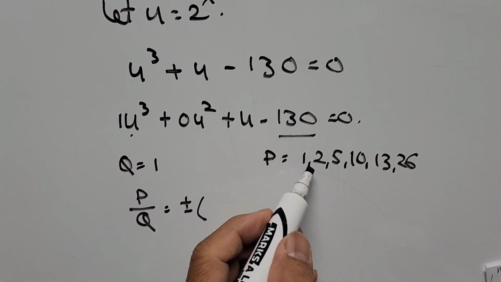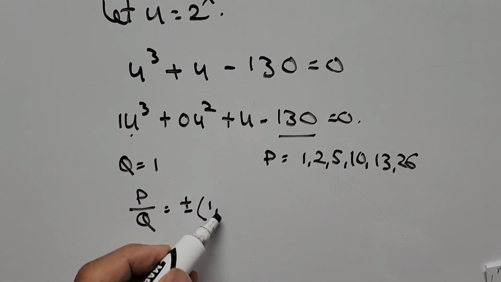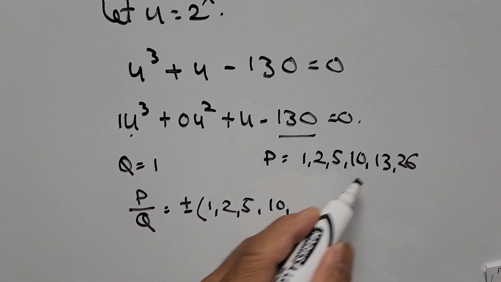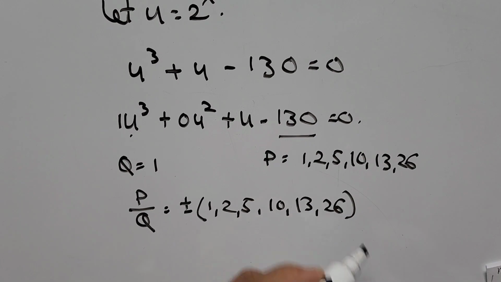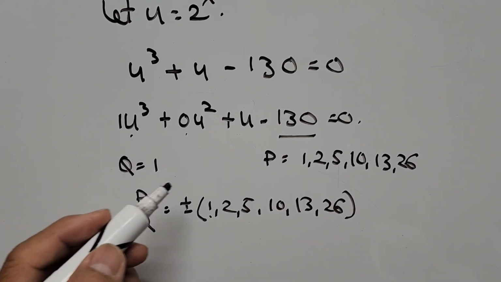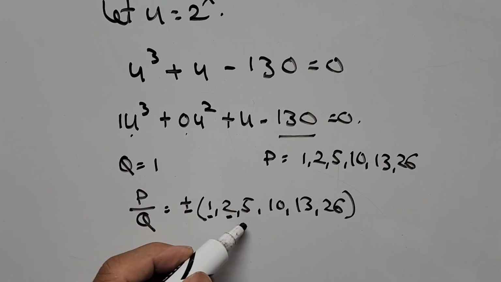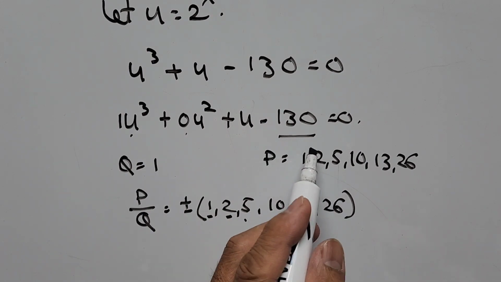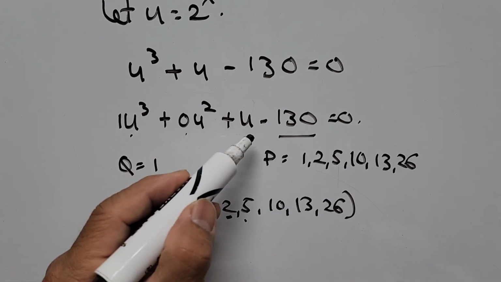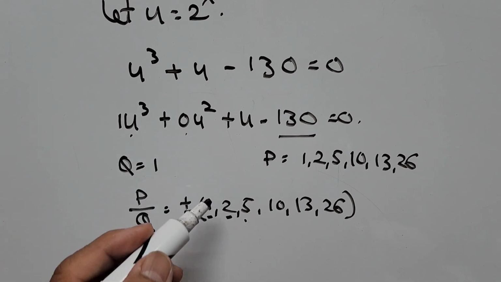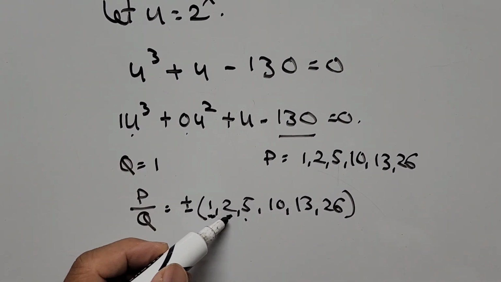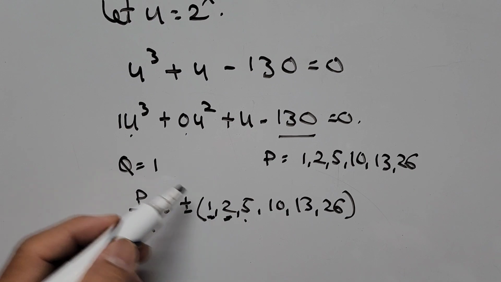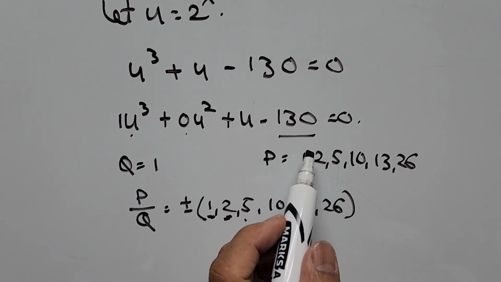So we have 1 divided by 1 is 1. 2 divided by 1 is 2. And so 5, then 10, 13, and 26. And so to find the value of u, we have to substitute these possible values of u over here. Alright, so substituting 1, looking at our constant, it's 130, that's a big number. And the coefficients over here are 1, and here is 0. So obviously 1 and 2 are out of the way. So we ruled out positive, negative 1 and 2 as the value of u over here, since this is a big number, 130.